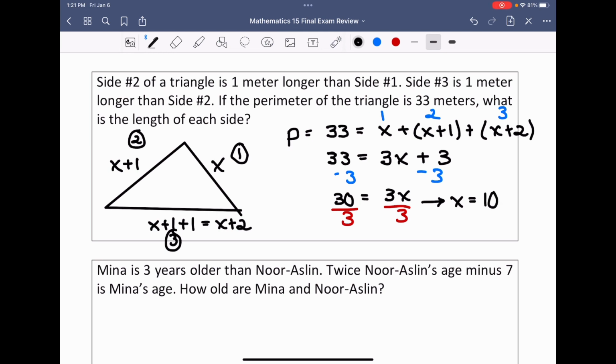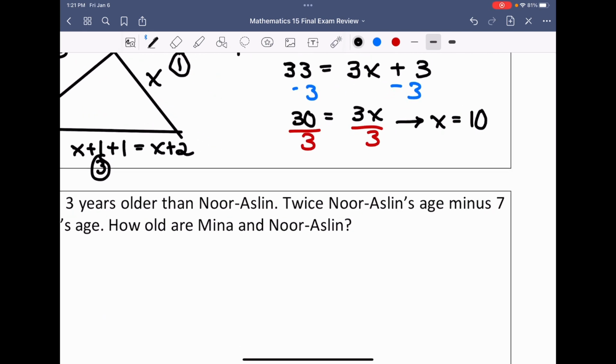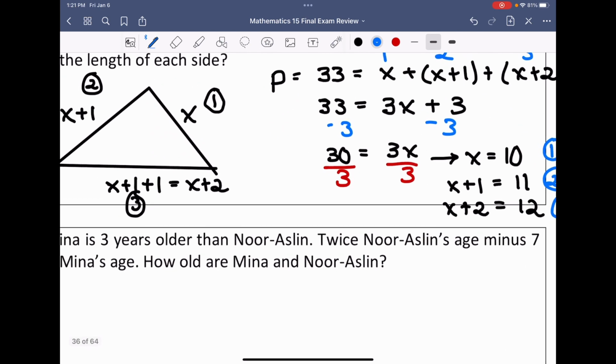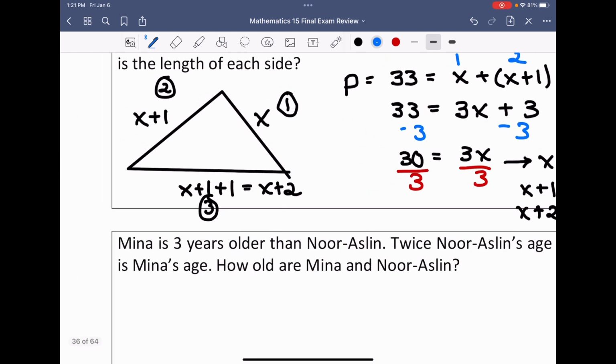Now remember, that's only side 1. How do I get the other sides here? What do I have to do? I have to go x plus 1, which is side 2. X plus 1, or 10 plus 1, is 11. X plus 2 represents the third side, and that's 10 plus 2, which is 12. So these are the 3 side lengths, 1, 2, and 3. Or pictorially, I could go back on my diagram and say this is symbolic of 10, this is 11, and this would be 12 as my very bottom.